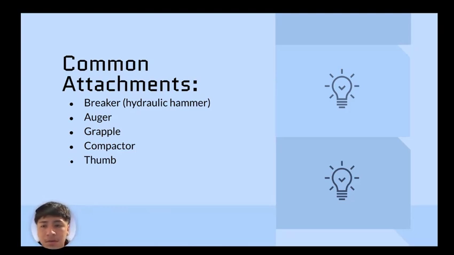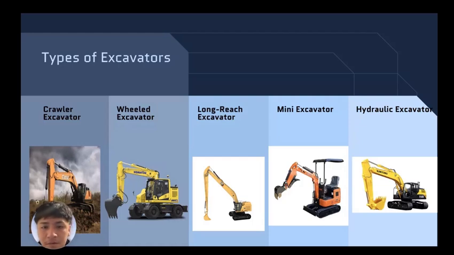Some common attachments are a breaker, an auger, a grapple, a compactor, and a thumb. These are the five top types of excavators I found for y'all. We got a crawler excavator right here. This one is more off-roading, more like climbing. It's used pretty much in the phase zero part, climbing over mountains and going through hard parts where most normal trucks can't go.